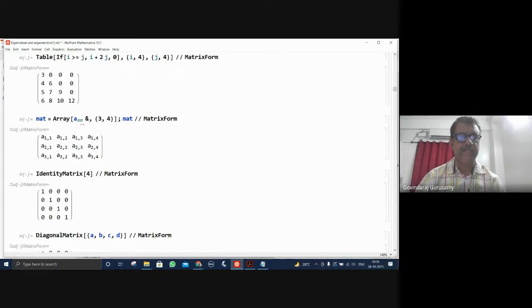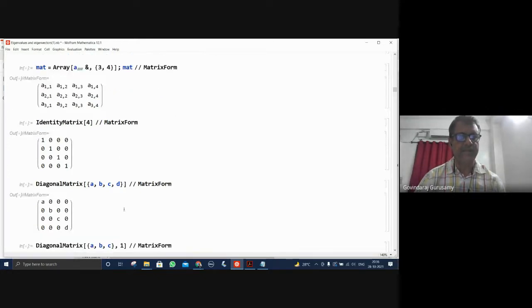You can see A, this has 2 suffixes here, which vary as 1, 2, 3 and 1, 2, 3, 4. You can see 1,1, 1,2, 1,3, 1,4. It goes up to 3 rows, 4 columns. 3 rows and 4 columns. The matrix form has been written here.